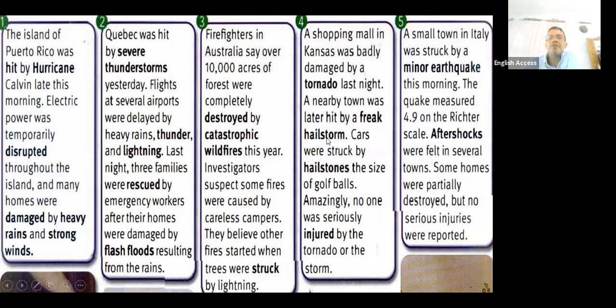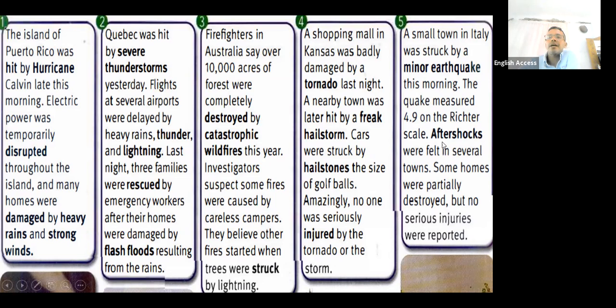You see the storm, the word storm. I explain what hail is. Hail again, and stones. Stones is like the balls I explained yesterday, right? Hailstones, the little balls. Well, they are different sizes, like it says, sizes of golf balls. Injured, was seriously injured. Minor earthquake.